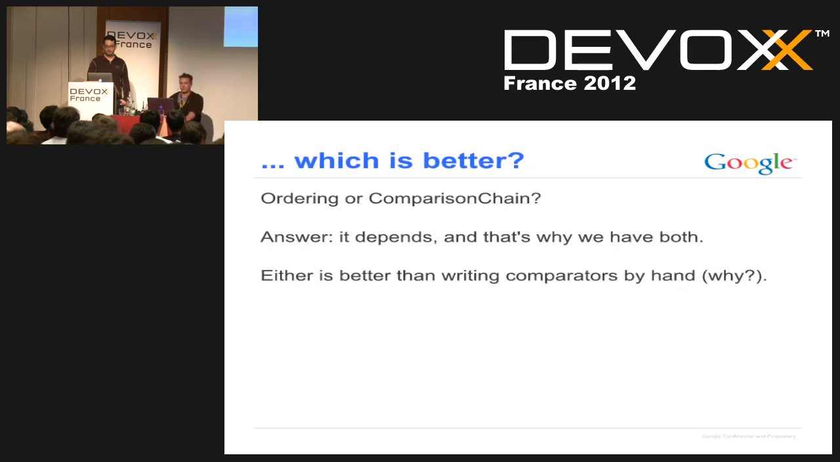Again, Ordering is better sometimes, ComparisonChain is better sometimes, but we strongly feel that either one of them beats implementing the comparator by yourself.